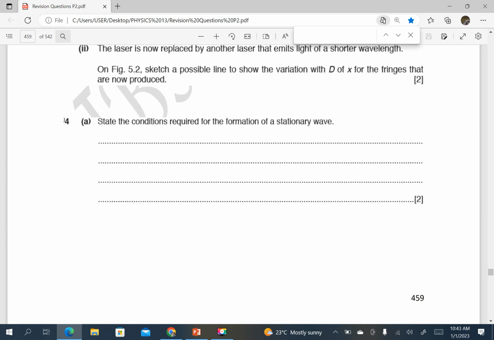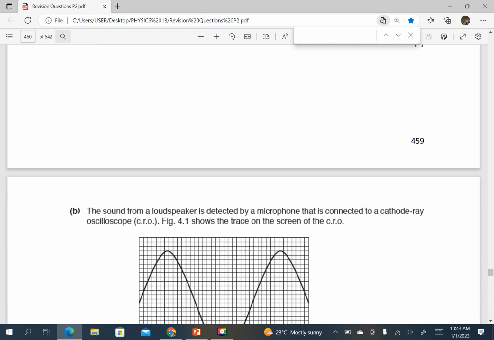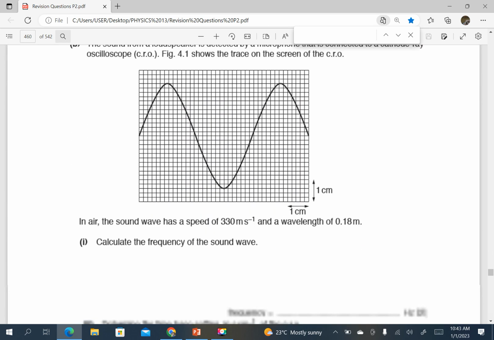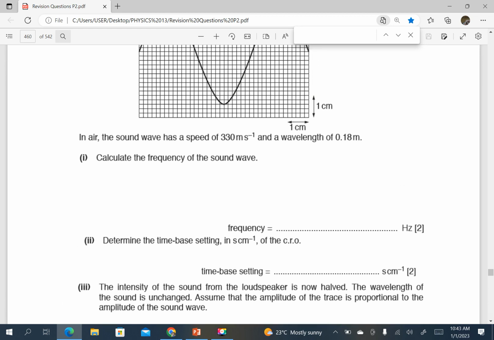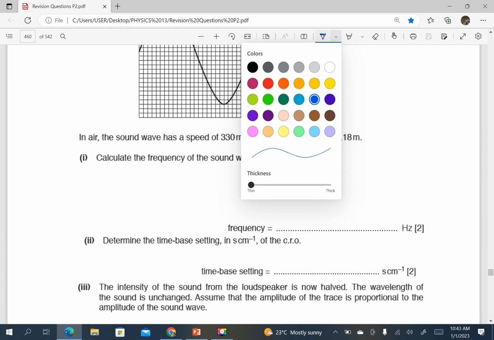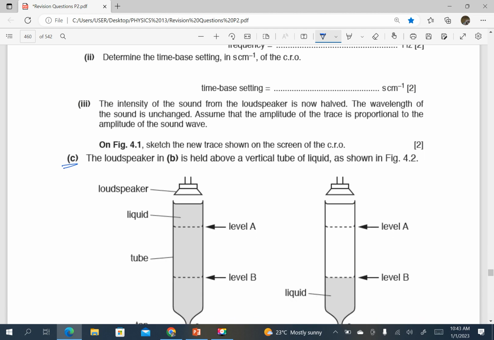We had stated the conditions for the formation of a stationary wave, where we say two waves of the same type, same frequency, same wavelength, traveling at the same speed in opposite directions overlap to form a stationary wave. We had answered this question also, and I said I'll record a specific video about these concepts of time base and so on. I think we stopped on question C and the video stopped there abruptly. So let's start with question C.